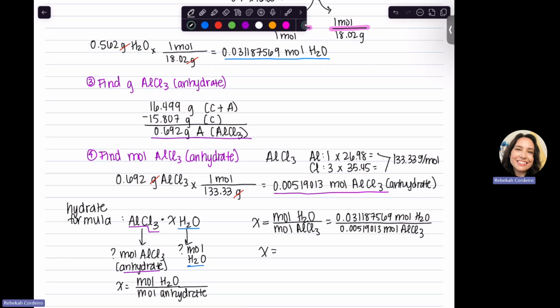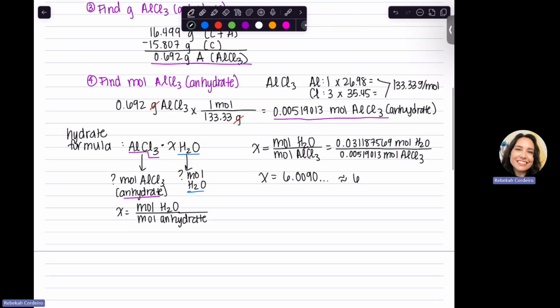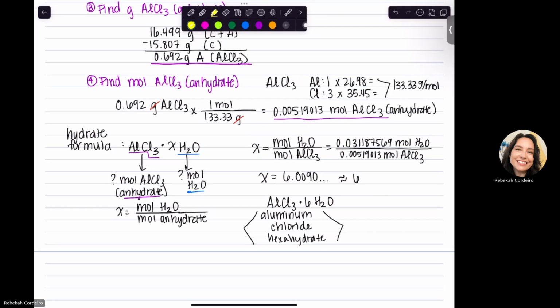0.0519013. And I get a nice whole number here. I get 6.0090 something something, and we can round that to 6. So my X is 6. So my formula is going to be aluminum chloride 6H2O, which would be called aluminum chloride hexahydrate. So there will be my final nice answer for my formula.